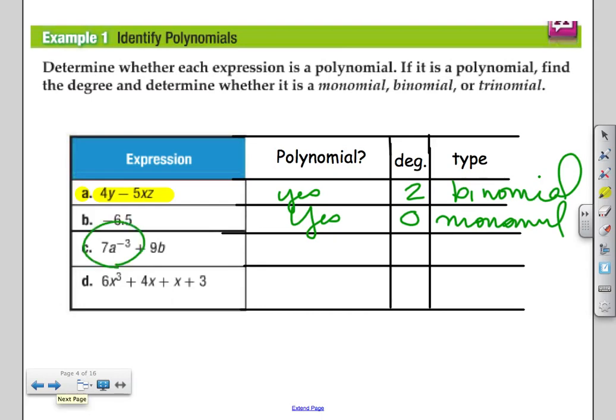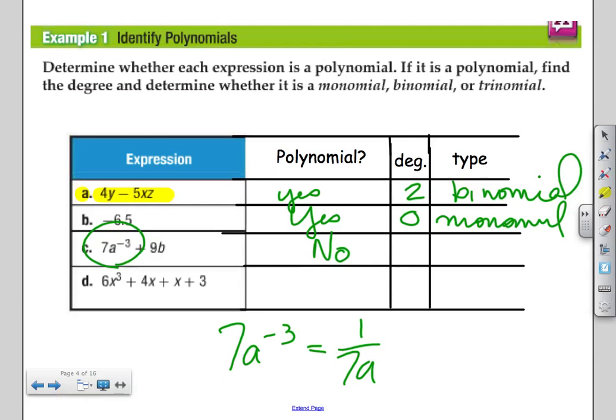Look carefully here at this part of this expression. How do we really write 7a to the negative third? 1 over 7a. Is that the sum of anything? No, so it is not a polynomial. It has to be the sum of things. It can't have division.